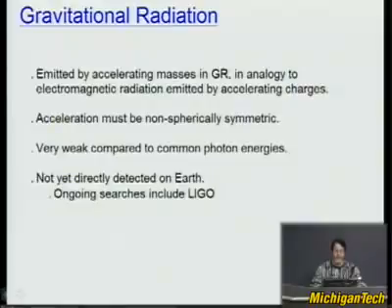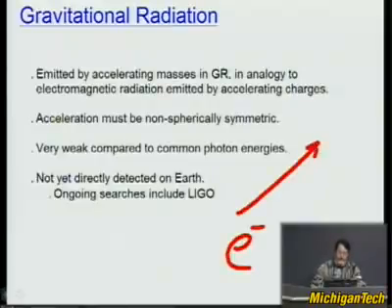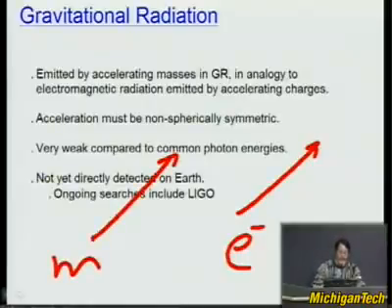So, again, if you take an electric charge, say an electron, and you accelerate that charge, you're going to get electromagnetic radiation. Now again, going back to mass, if you take mass and you accelerate that, do you get something analogous to that? And the answer is yes. In general relativity, you get it too. It's gravitational radiation. So this is, again, very weak compared to photons. These things are all around us, though, gravitational radiation.